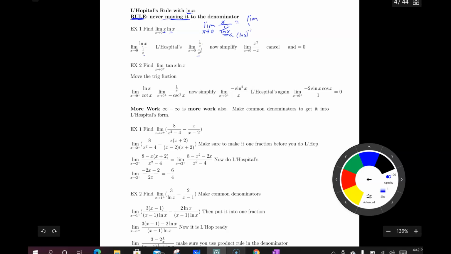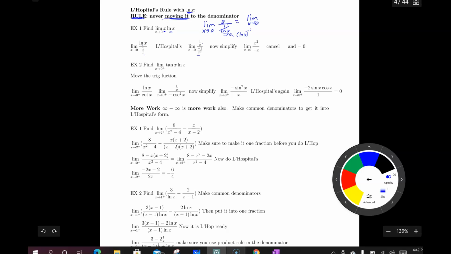So let me write my limit here. So I'd have 1 over, and I'd bring the negative down, ln of x to the negative 2 times 1 over x. Do you see that this is a bit more challenging? Yes. So I'm going to encourage you never to move ln of x to the denominator and just move the other guy to the denominator.